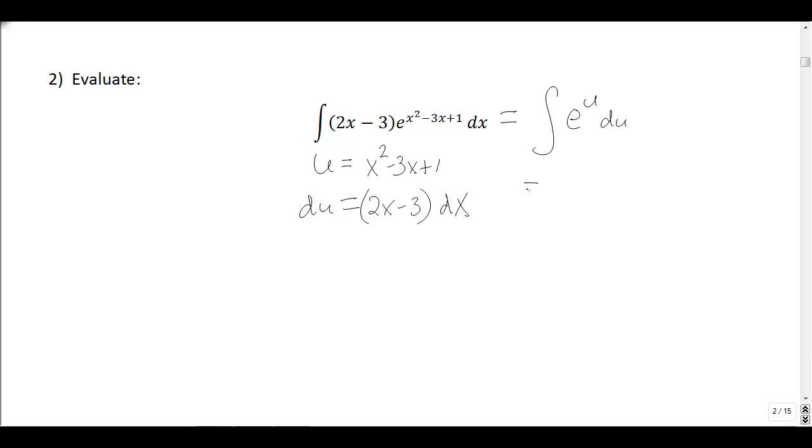So you then evaluate that. The antiderivative of e to the u is just e to the u plus c. And then you have to put your x's back. And so you end up with e to the x squared minus 3x plus 1 plus c. So again, a pretty straightforward u-substitution problem. The tricky part is identifying that that's what you should do. Next question.